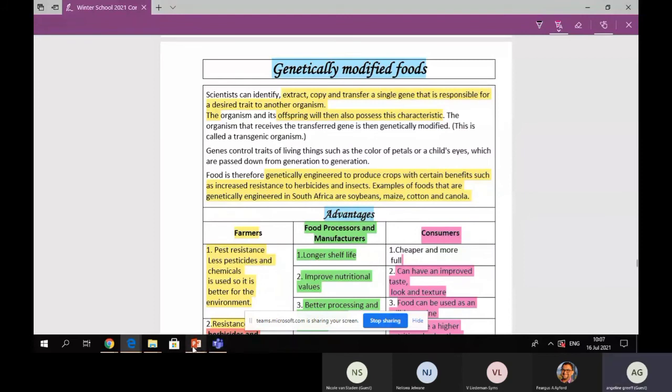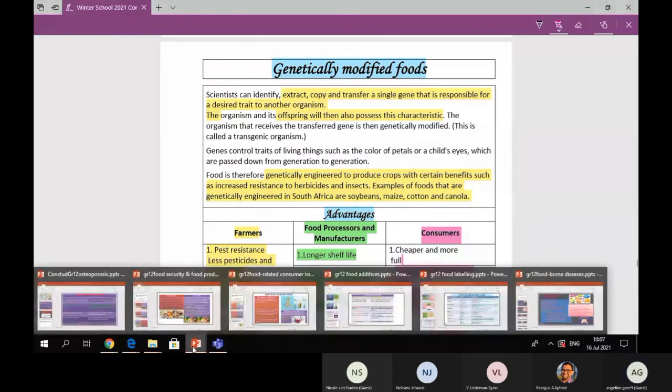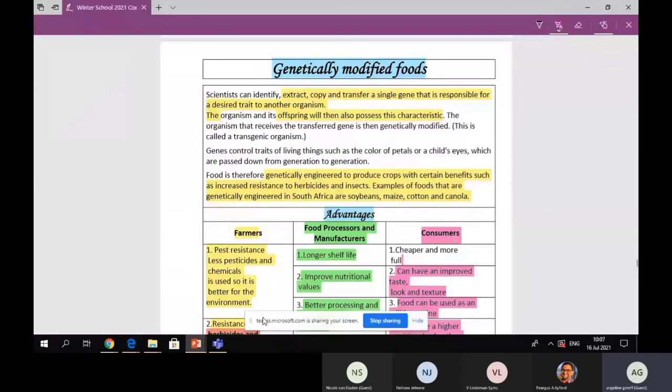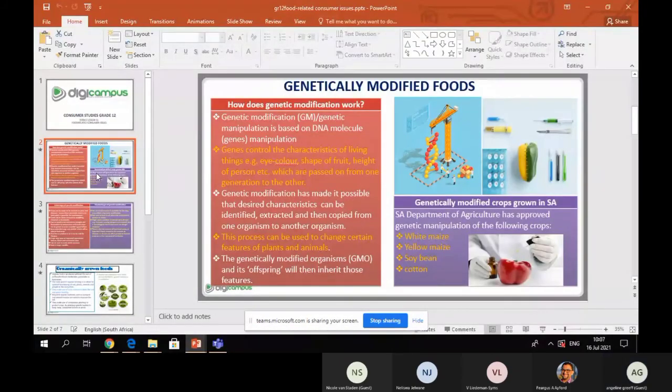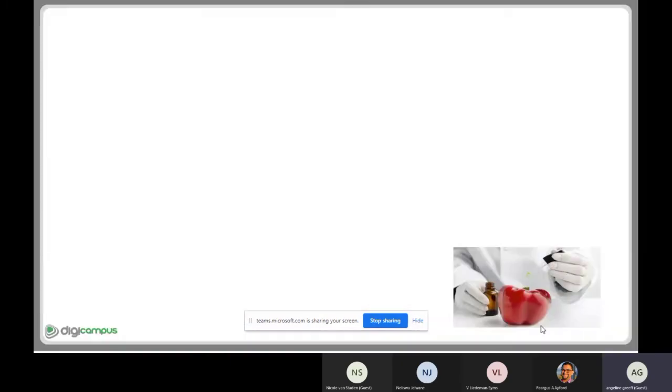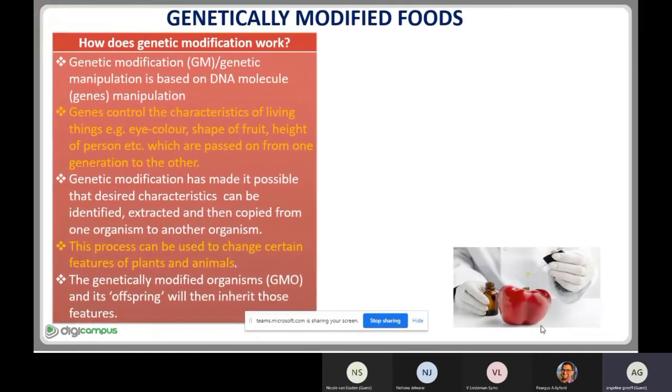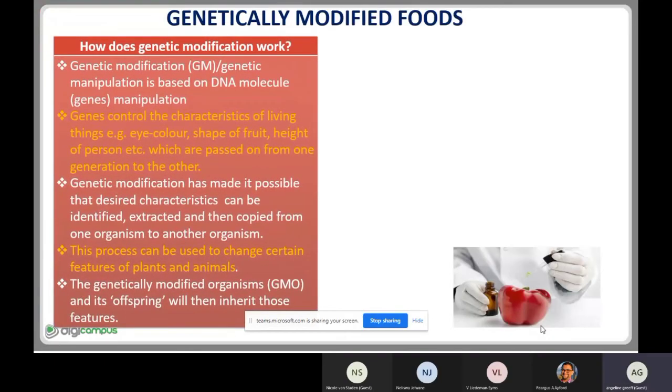Okay, I'm just quickly going to go over to my food-related consumer issues. So the first thing that we're looking at is genetically modified foods, GMOs, right? And we need to know what it is. We need to know what they mean when they talk about foods being genetically modified, right?